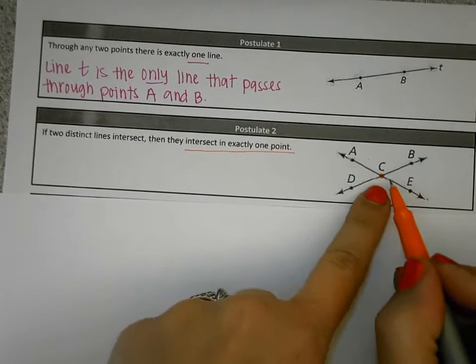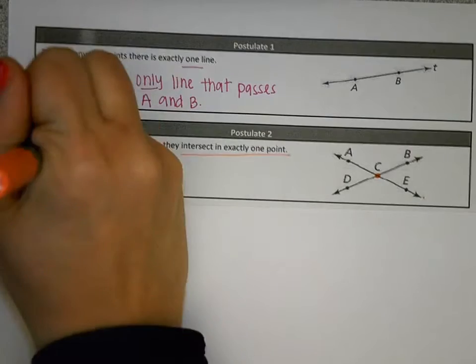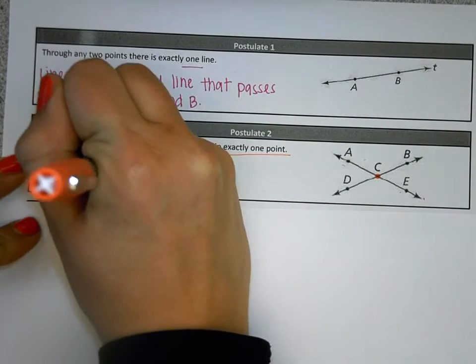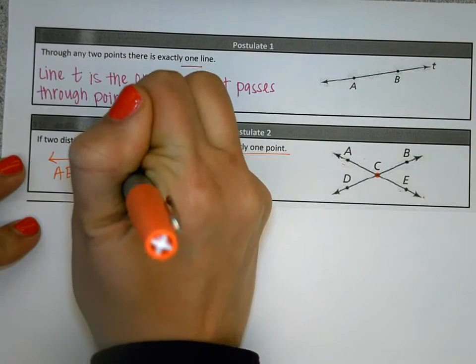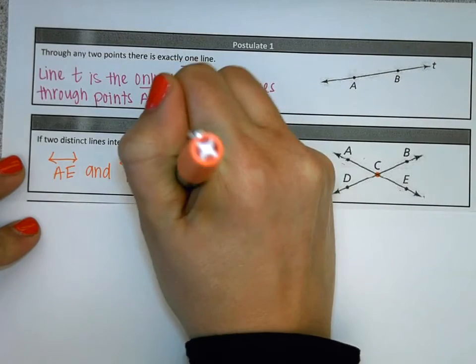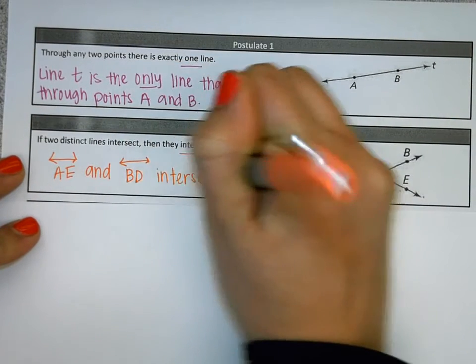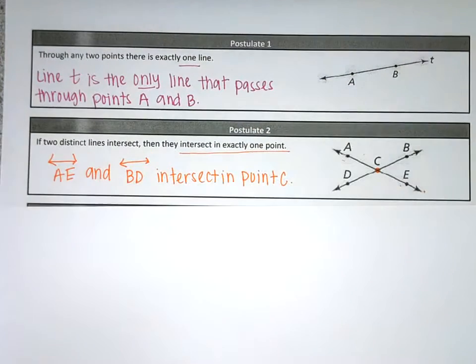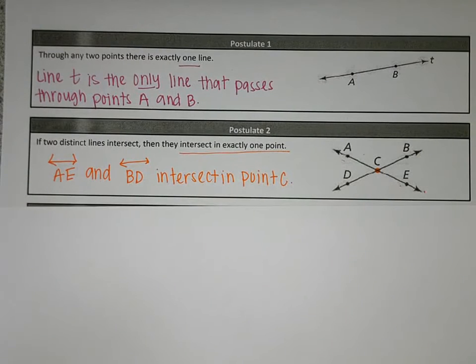So we would say that line AE and line BD intersect at what point? In point C. So we say line AE and line BD intersect in point C. That's where they cross. So far it should not be anything that you don't already know. Postulate 3 should be the new one.